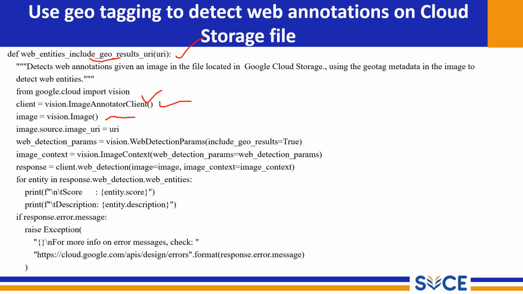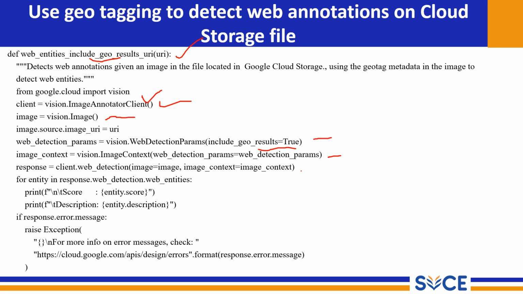Next, we are configuring web detection to include geo-based results, meaning it will consider any location metadata, like a geotag, which is embedded within the image. If it is true, the GPS coordinates, if existing in the data, will be taken automatically. Next, we are creating the image context. Here we are attaching the web detection params to it, and this tells the API to use all the parameters during the processing and performing of web detection.